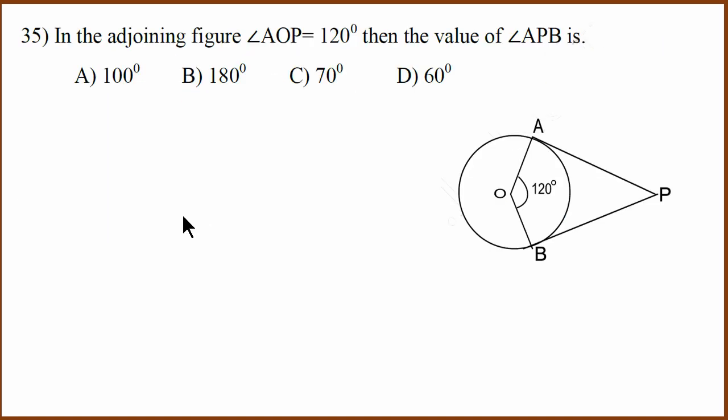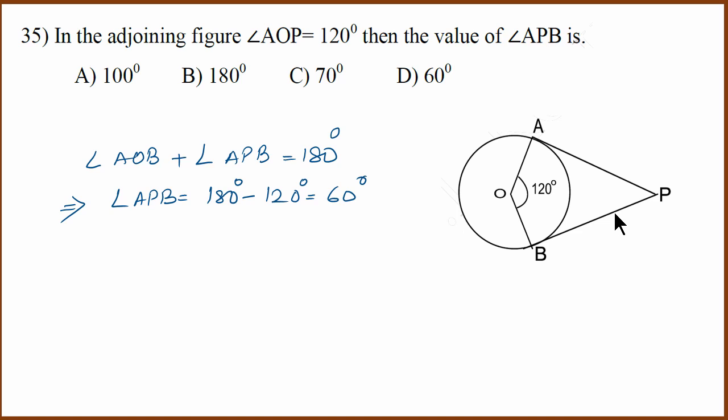35th question, straightforward question. The angle is 120. We have to find this angle. So these two angles, when you add, they have to be 180 degree, which means that angle is 60 degree. Correct answer D.